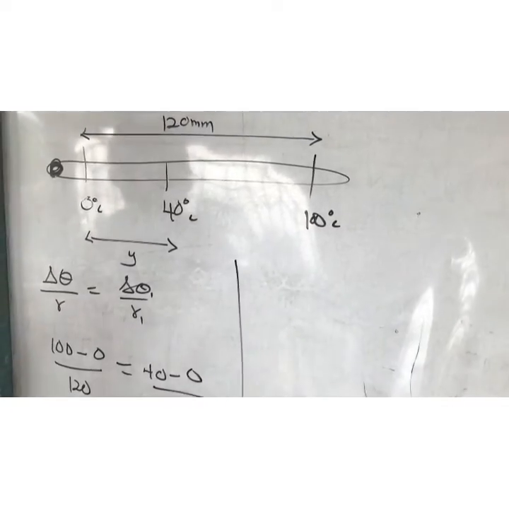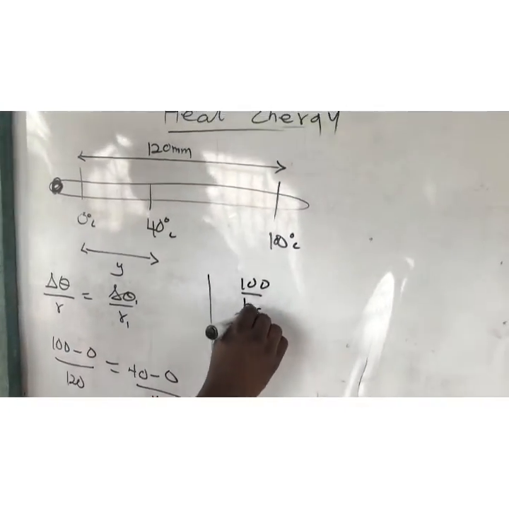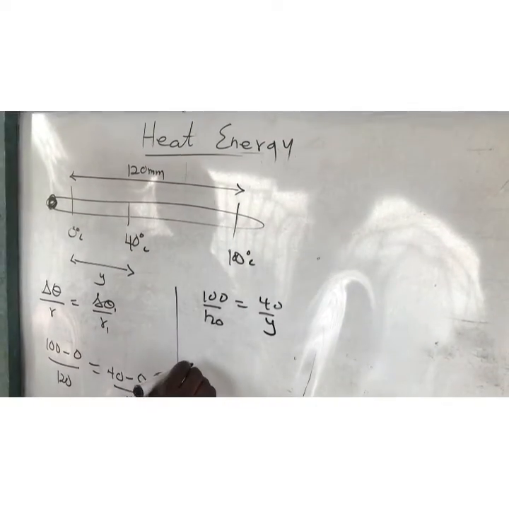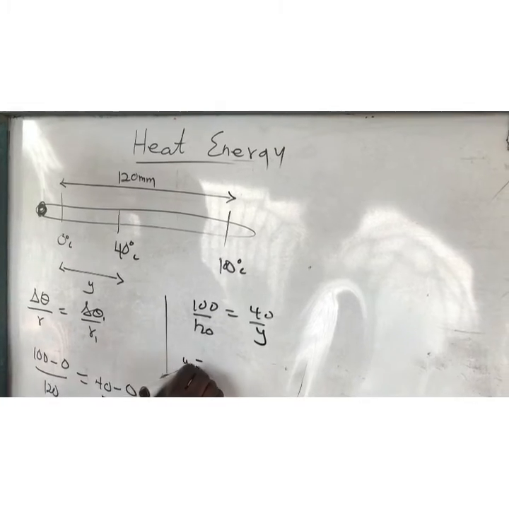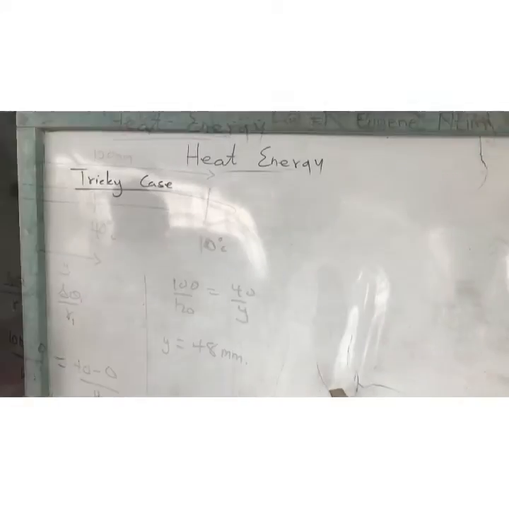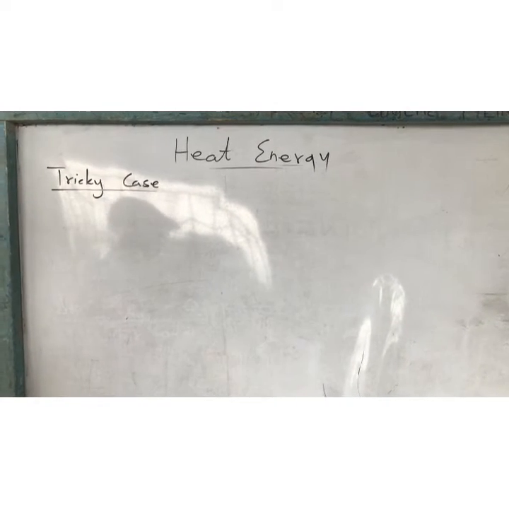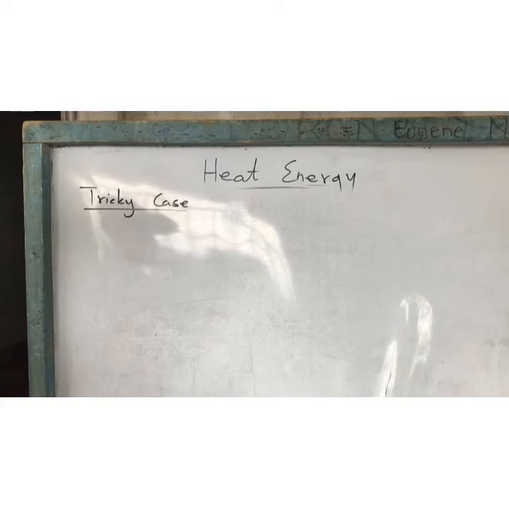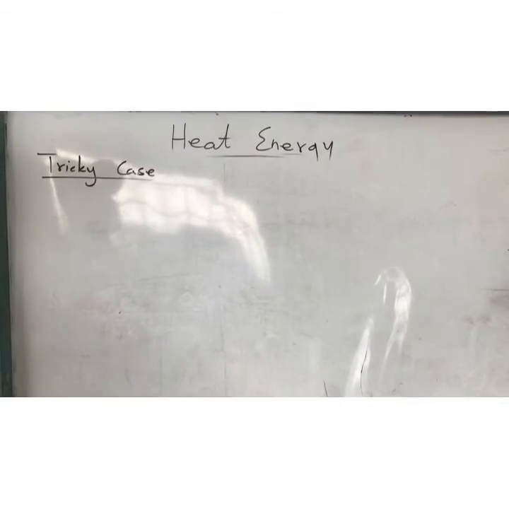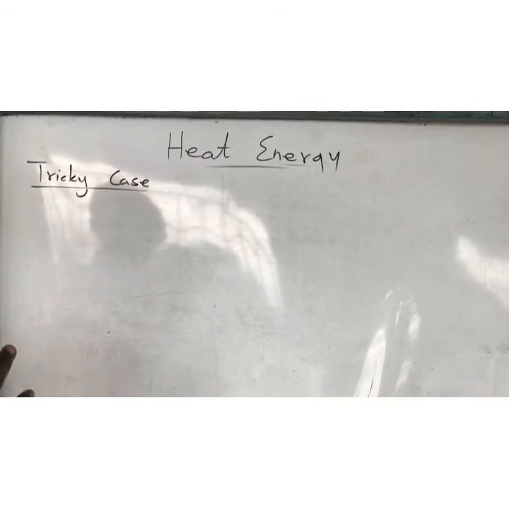So let's do some small calculations here. So here will be 100 over 120 is equal to 40 over y. So y will give us 38 millimeters. So guys, looking at these cases, the first one we solved, you could get those questions in similar form. It may be similar figures, it may not be similar figures, but it will be the same case. The structure of the case is the same.